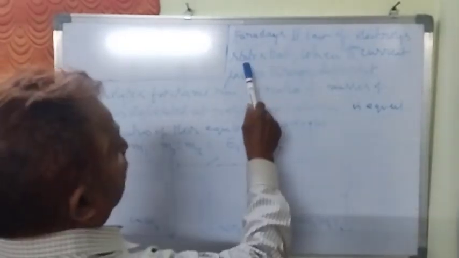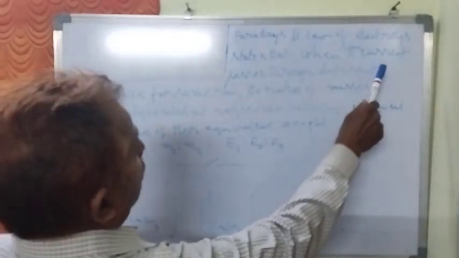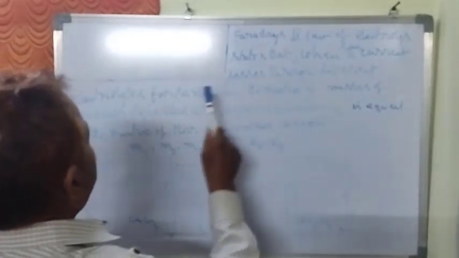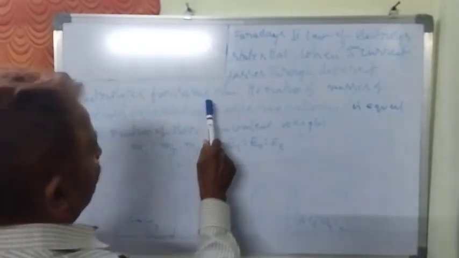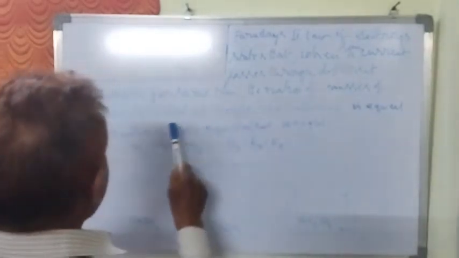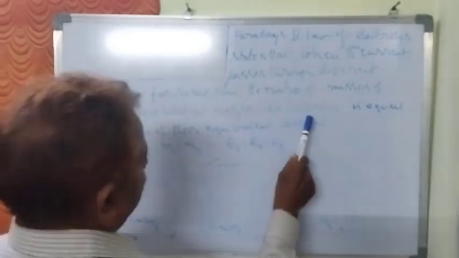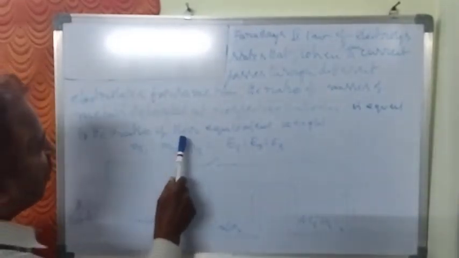Faraday's second law states that when the same current passes through different electrolytes for the same time, the ratio of masses of metals deposited at respective cathodes is equal to the ratio of their equivalent weights. Now let us do one problem based on this second law of electrolysis.